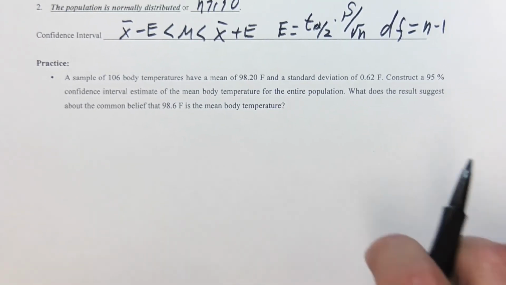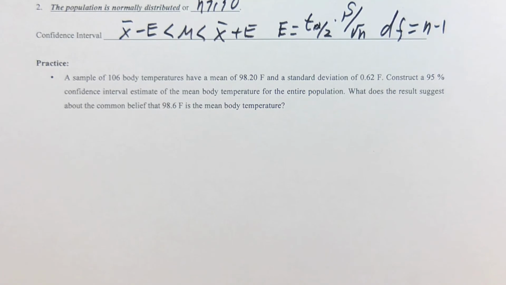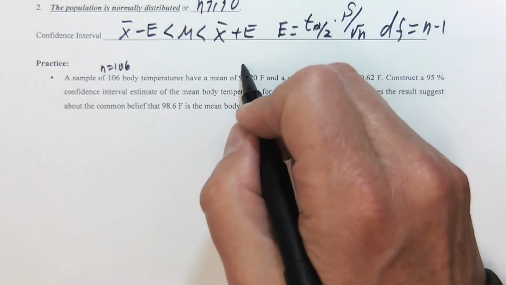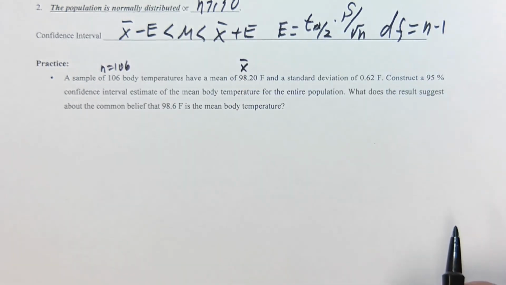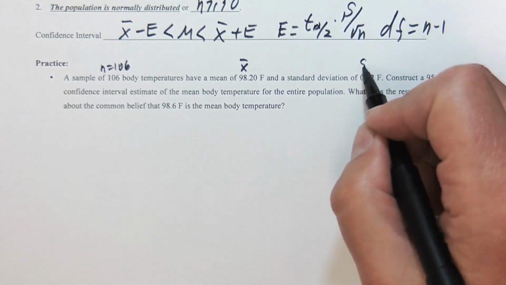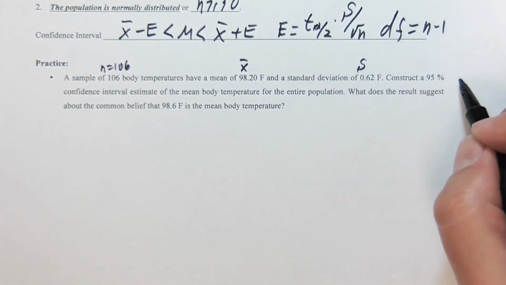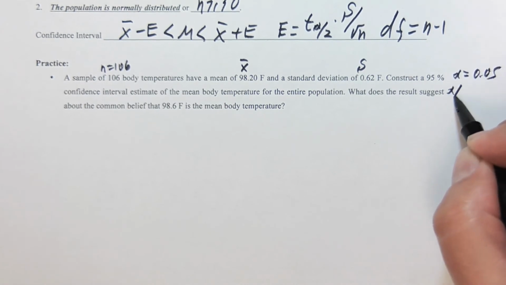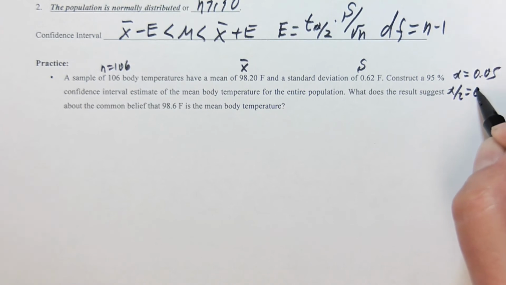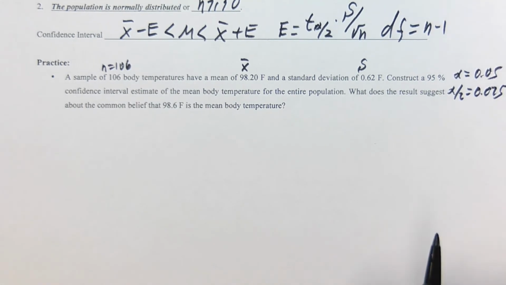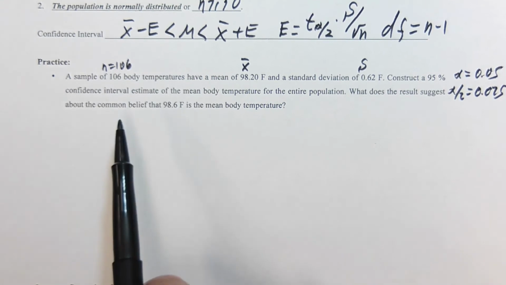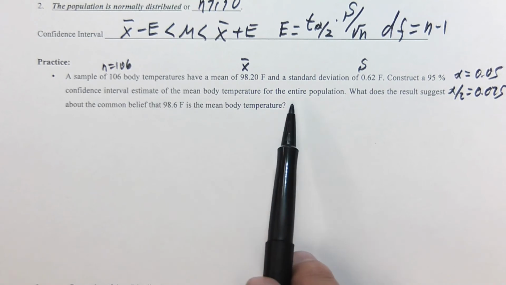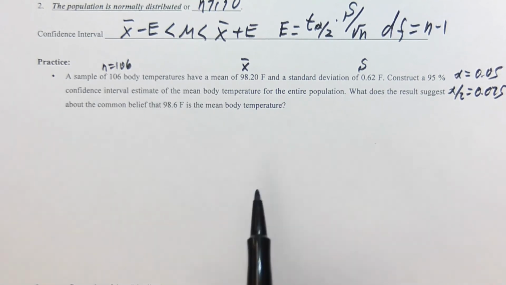Here it is. So a sample of 106 body temperatures. So here's my n equals 106. Have a mean, here's my x bar, of 98.2 and a standard deviation. This is my s. Construct a 95% confidence interval. That means alpha equals 0.05, which means alpha over 2 is 0.025. And so we're going to construct a 95% confidence interval to estimate the mean body temperature for the entire population. And then we'll get to the second part of the question.